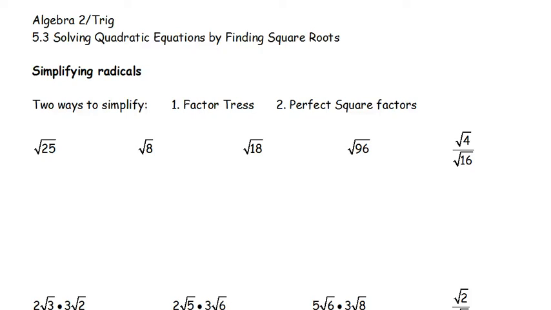Today's video is on 5.3, solving quadratic equations by finding the square root. So before we get into solving, let's review how to simplify radicals, how to simplify those square root symbols. There's two ways you probably learned how to do this. First one is factor trees, second one is just using perfect square factors. Kind of a catch-22. Factor trees are easier, but perfect square factors are quicker. So you got to decide which one is the best method for you.